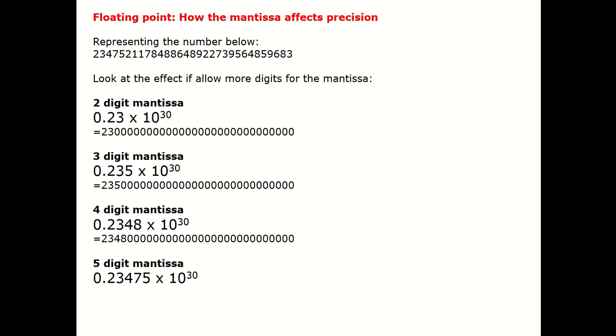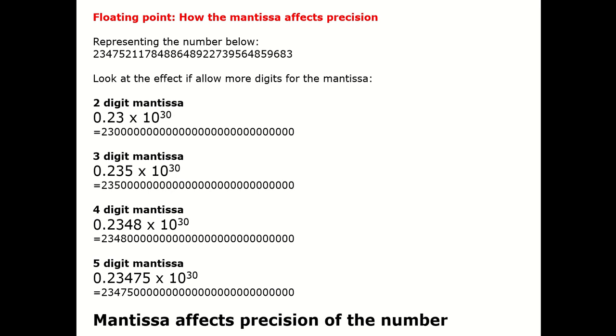Okay, I think you get the point. As I increase the number of digits that I can use for my mantissa, I'm allowing myself to store the original number more precisely. And that's what you need to know. The number of bits that you have available to store the mantissa affects how precisely you can store a number, so it affects the precision of the number stored. If you don't allow enough bits for the mantissa, then you cannot store numbers precisely.